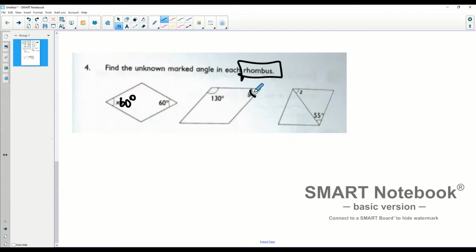So you'll notice that if we chopped up this rhombus, if we took this entire piece right here, we could move it to here, and then we would get a little shape like this. So this angle equals 50 degrees because 130 and 50 sum to 180.